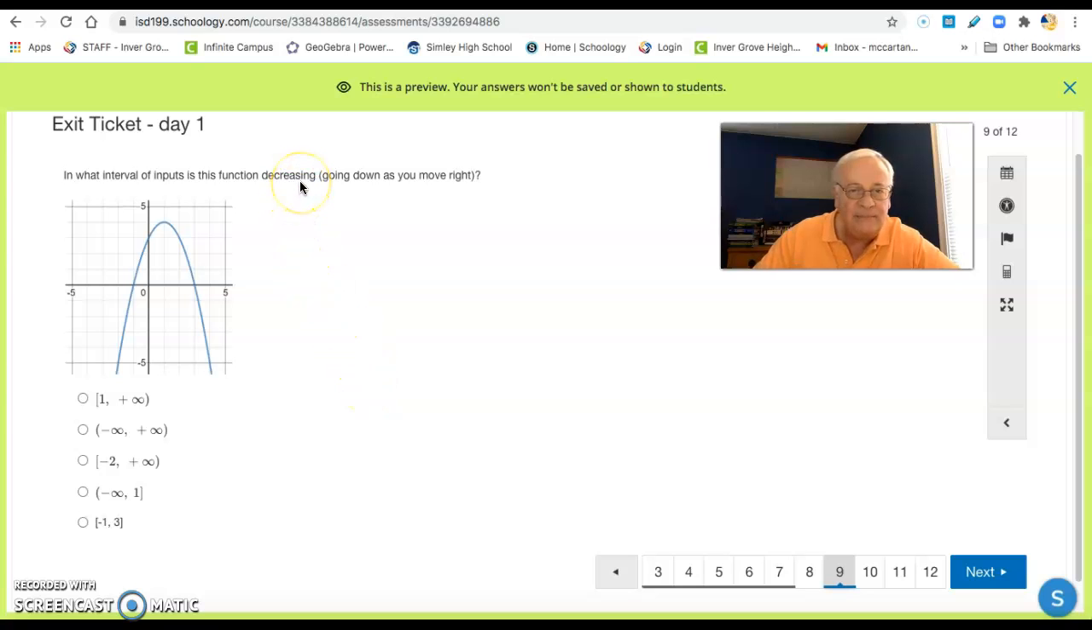All right, decreasing. As I'm moving right, right here the function is going up, up, up. Right here it's coming down. Right here it is decreasing. It's decreasing all along this interval right here. So it starts at 1 and goes to positive infinity. I'll give you that one. That's the interval where it is decreasing. Okay?